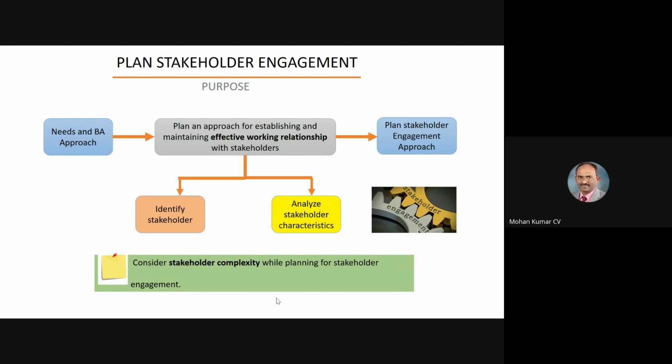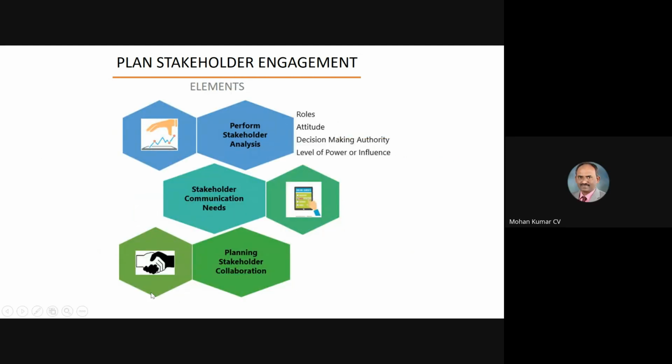Right. Now, what are the elements involved in stakeholder engagement? First, perform stakeholder analysis. So you need to know the roles of the persons. You need to know the attitude of the person, decision-making authority, level of power of influence. This power of influence, I'll show you something later. So that's important. Actually, you need to understand when you are talking about stakeholders, you need to know what is the level of that performance. So how do you want to engage those stakeholders?